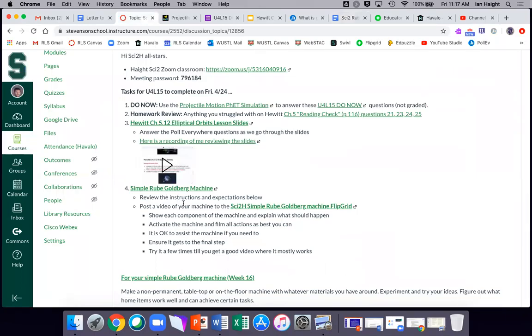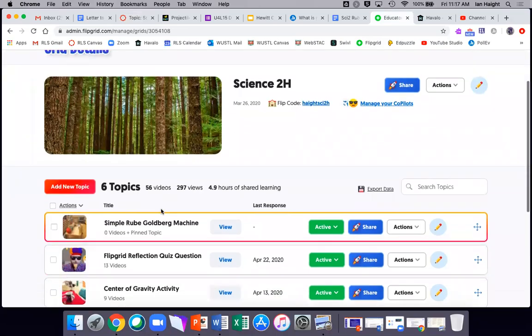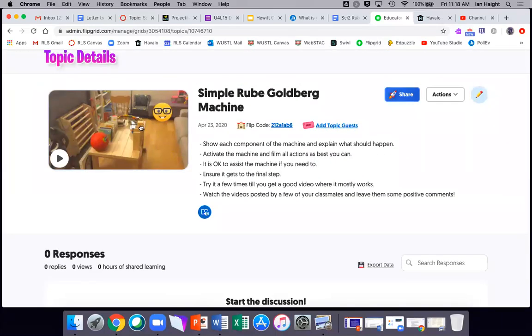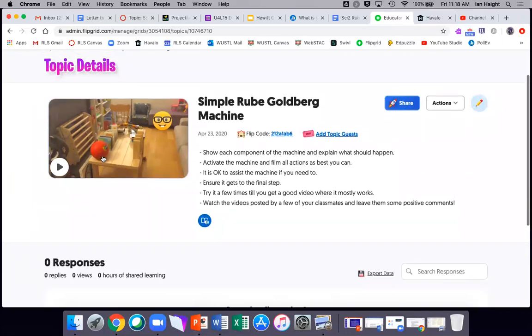I have instructions right below that link in the bullet points here, and the goal is to film a video of your simple Rube Goldberg machine and post it to Flipgrid. Here's what the Flipgrid assignment looks like. It's titled Simple Rube Goldberg Machine. I've actually posted the video that I made again, the same one you watched when I introduced this project, and I've got the expectations here. The goal is to put together a simple machine at home that has at least, I think I was saying 4 or 5 unique objects, different kinds of objects interacting in at least 3 unique ways.